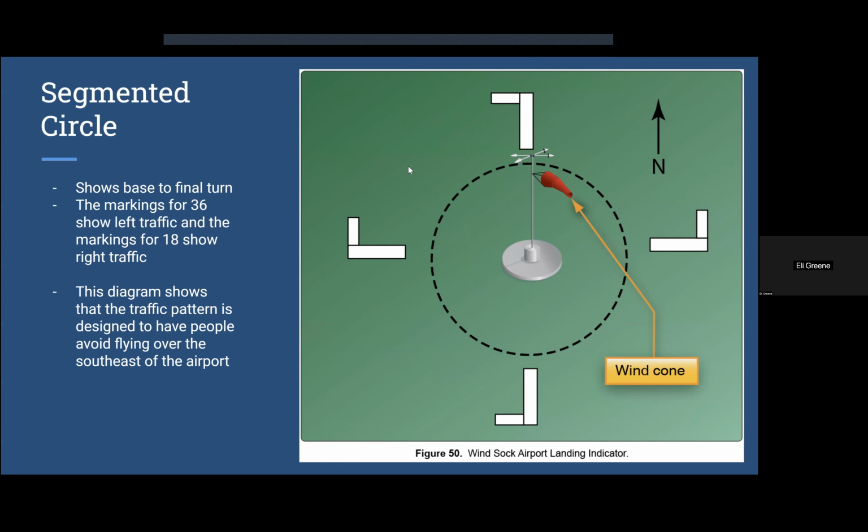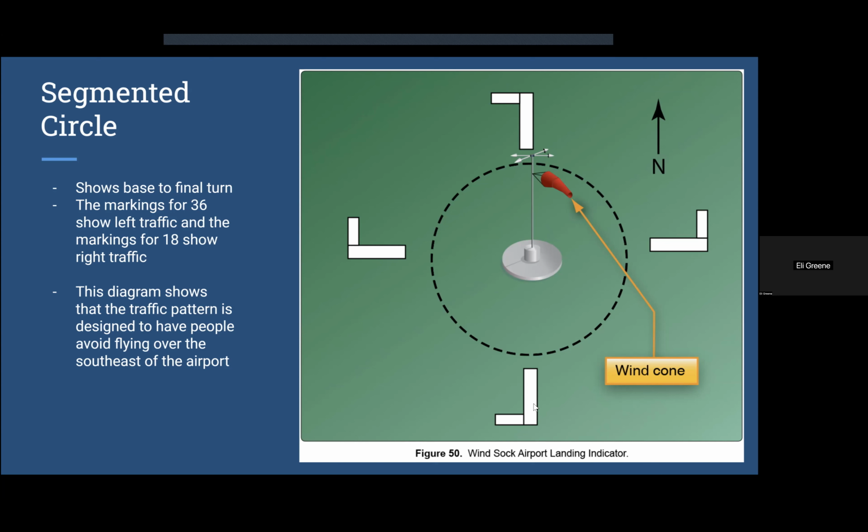So now we have this thing called a segmented circle. A segmented circle designates how traffic patterns are flown for a particular runway. You can think of these markings right here as your base leg, and then this is your final. So this indicates a right base for runway 18 because it's going to the south. And then this would be a right base to final for runway 27, and this would be a left base for runway 9, and then this would be left traffic for runway 36.